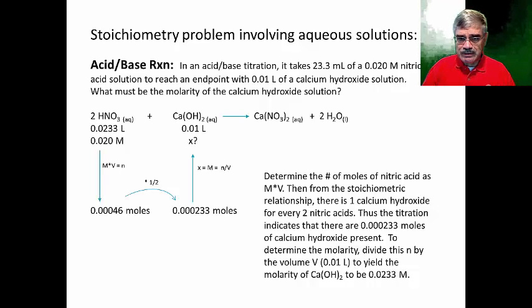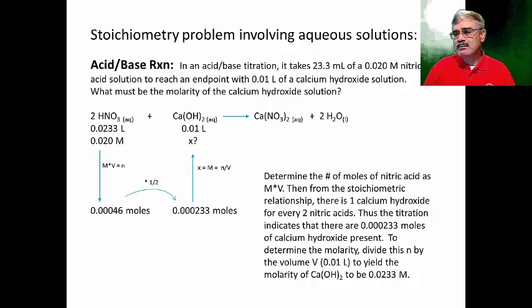But in the next couple of problems, we're going to talk about reactions in which the reactants and the products are dissolved in aqueous solution. Okay, a typical one of these is an acid-base reaction. And let's say that you perform a titration. Remember, titrations are a particular type of stoichiometric problem.